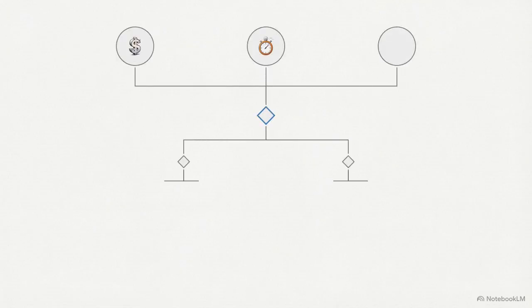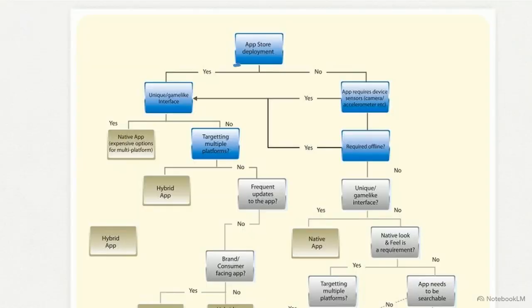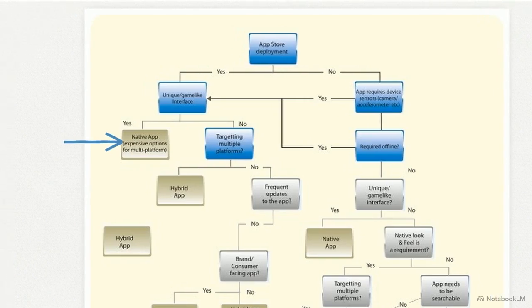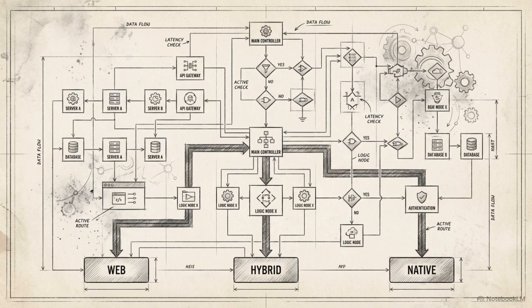We can take all of these constraints and run them through a diagnostic framework to select the right architecture for your team. The first question on this tree is whether you need App Store deployment. If yes, and you need a game-like interface, the path leads to a pure native build. If targeting multiple platforms on a tight budget, it bypasses native, leading to a hybrid application. This flowchart proves there is no universal best architecture. There is only a strategic alignment between your chosen technology and your specific operational requirements.